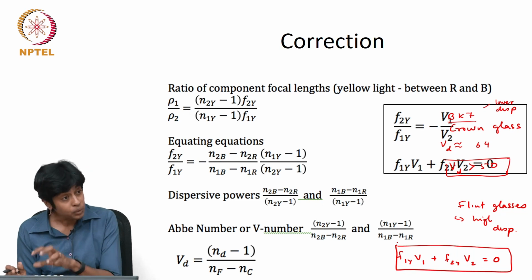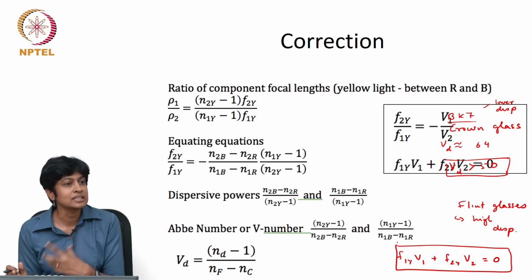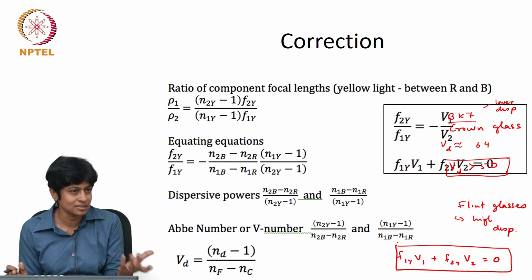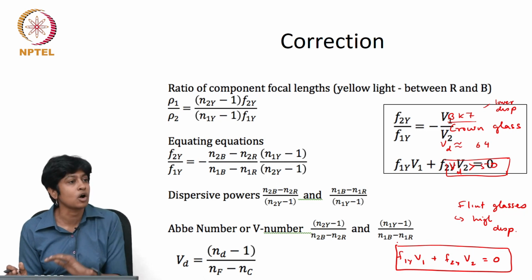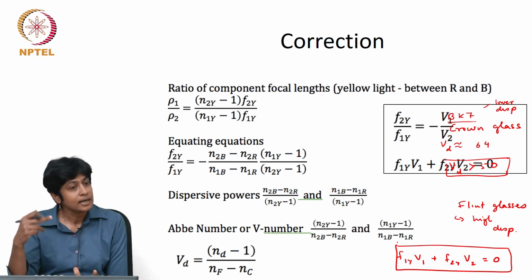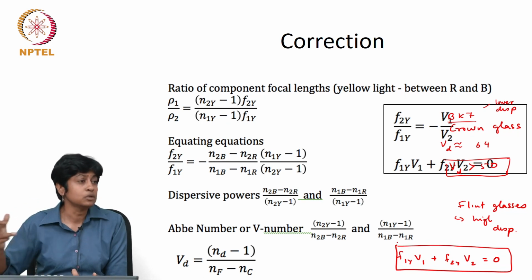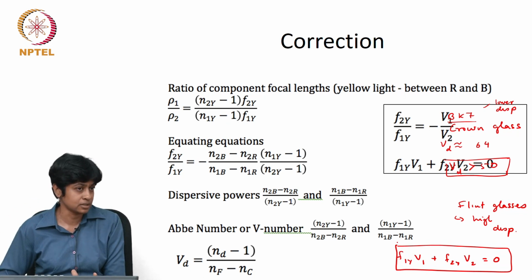Therefore, the only way this equation can be satisfied is if one of the focal lengths is negative, and therefore that gives you this idea, you combine a convex and a concave lens. And this is an idea we are going to use repeatedly even when you do correction of other aberrations.